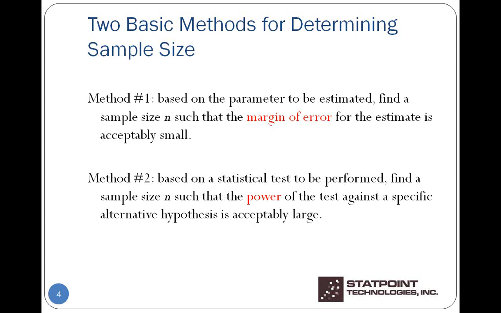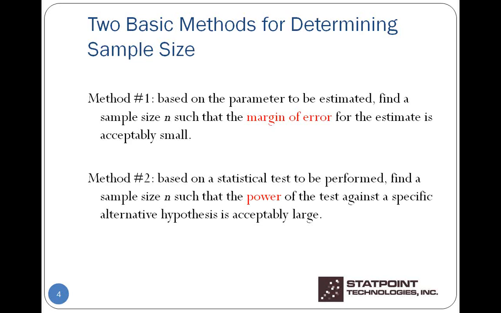And with method number one, what we do is we try to find the sample size, little n, such that the margin of error for the estimate is acceptably small. The margin of error is basically the plus and minus that we would have in a confidence interval that we do for the estimate. For example, I might want to estimate the mean to within plus and minus 10% and ask how much data I need such that the confidence interval for the mean is no bigger than plus and minus 10%. We're going to call that the margin of error method. And it's going to be method number one.